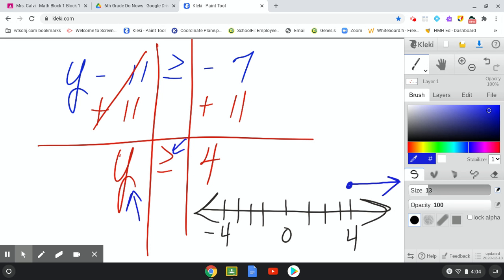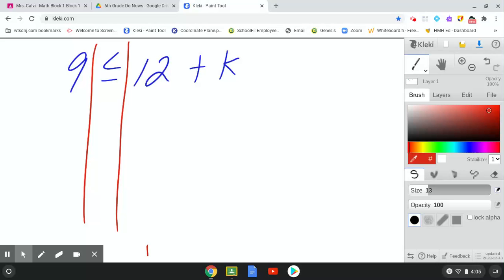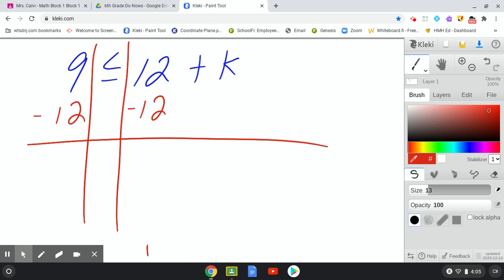Okay, so let's try one more. Here I have 9 is greater than or equal to 12 plus k. I am going to get rid of that 12. That's a +12, so I'm going to subtract 12 from both sides. My 12s on the right cancel. I'm left with k is greater than or equal to 9 minus 12. Signs are different. Subtract, take the sign of the bigger number. 12 is larger, so that's going to be a negative. And then I do 12 minus 9, which is 3.